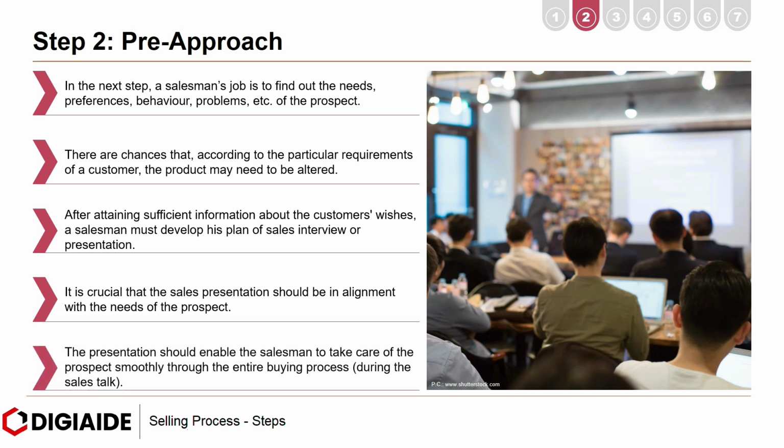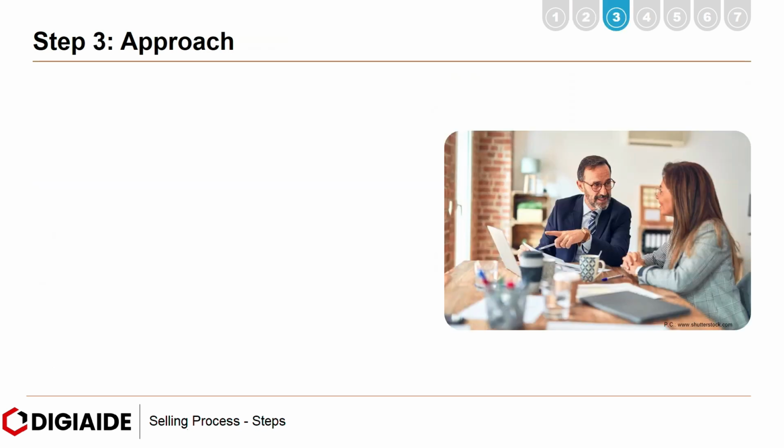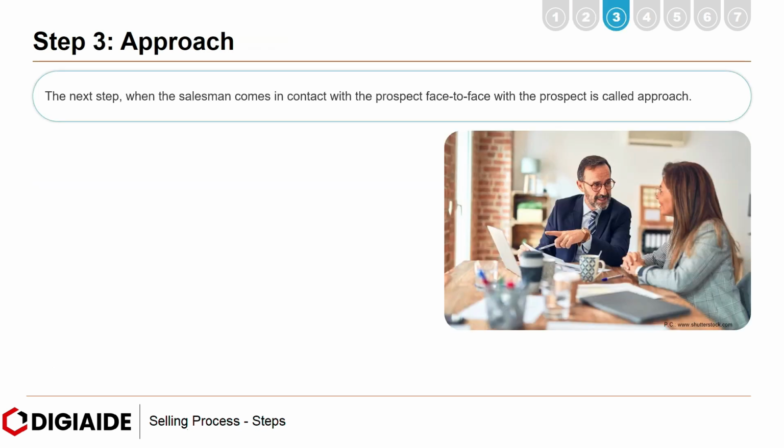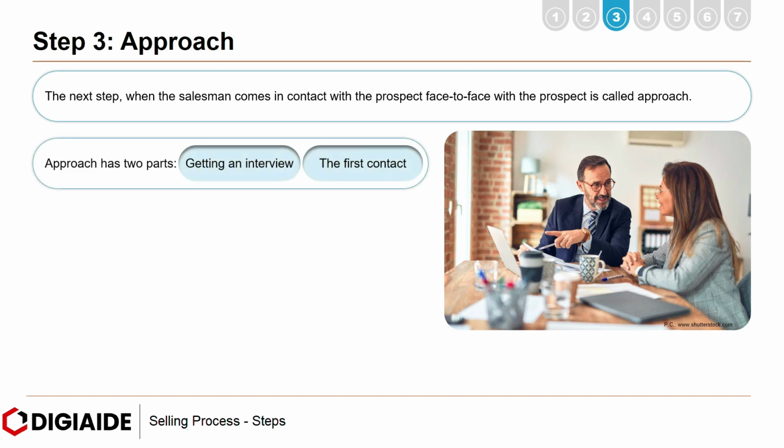The presentation should enable the salesman to take care of the prospect smoothly through the entire buying process during the sales talk. Third, approach. The next step, when the salesman comes in contact with the prospect face to face, is called approach. Approach has 2 parts, getting an interview and the first contact.